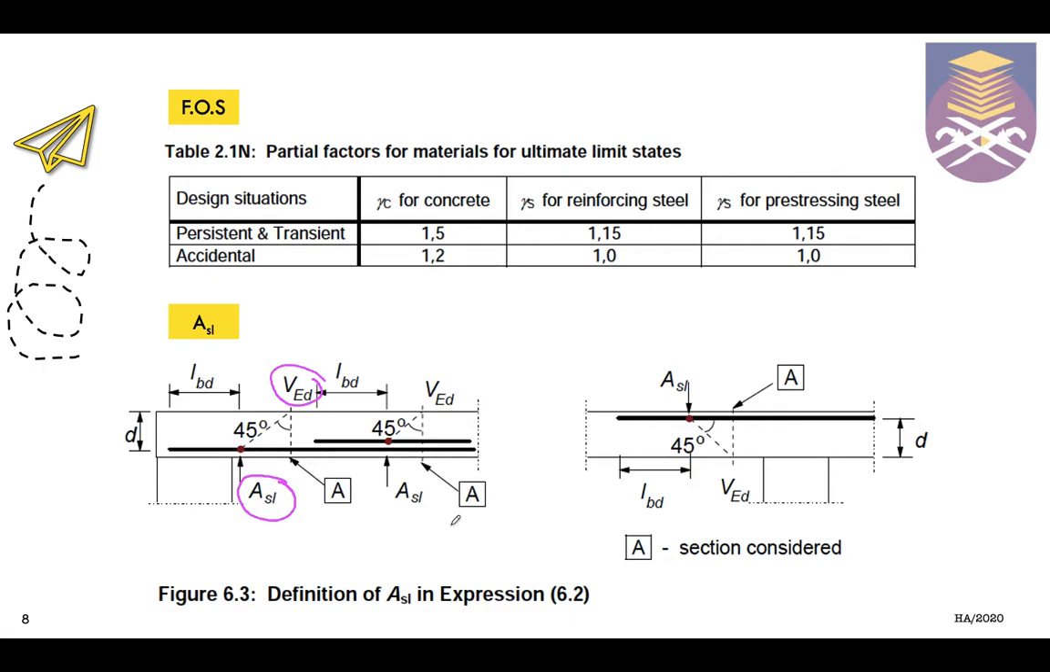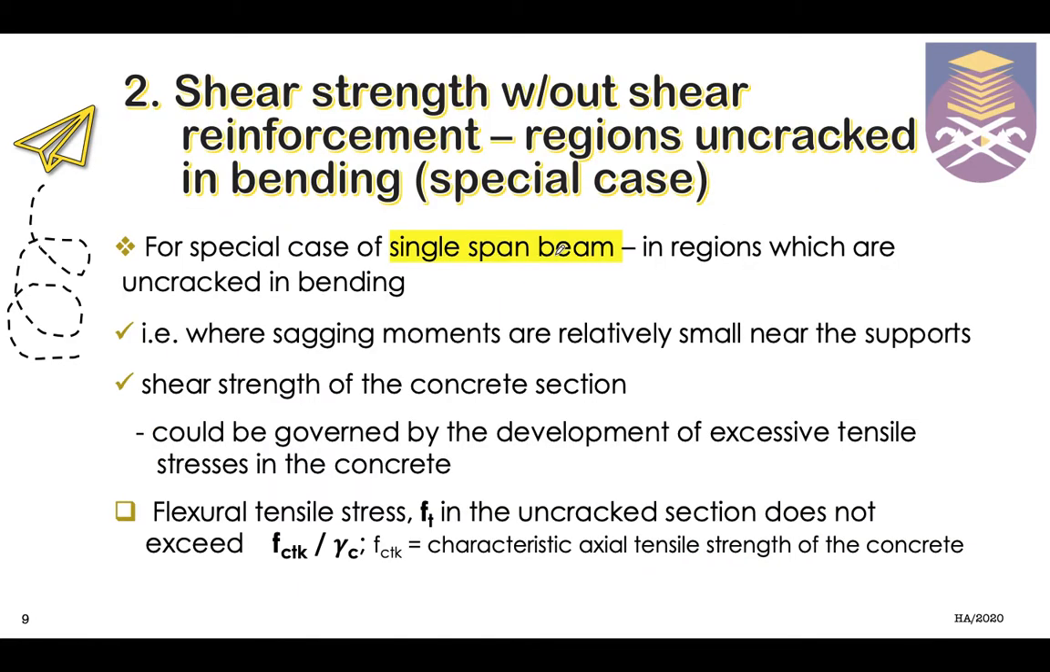Next, this is the gamma C value, which is the partial factor of safety. For concrete, when we are using this for the FCD equation, if we are calculating FCD, the equation is actually FCK divided by 1.5, considering the partial factor of safety for concrete. So we are going to use this, and this will be the FCD value. So that is the first condition.